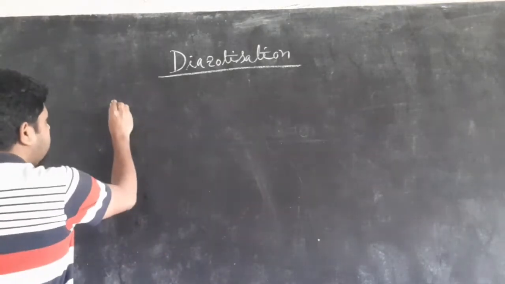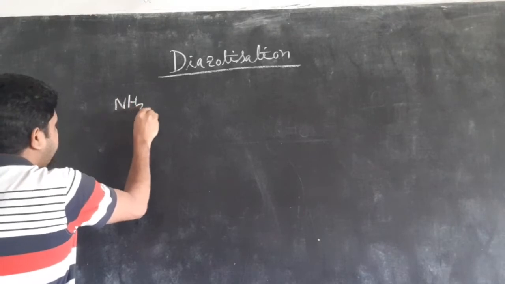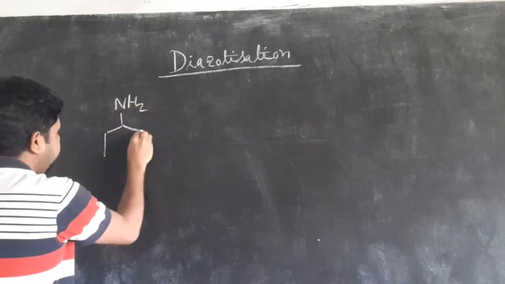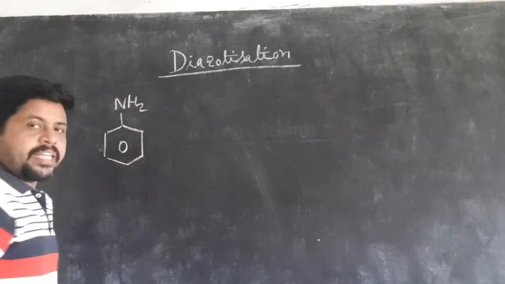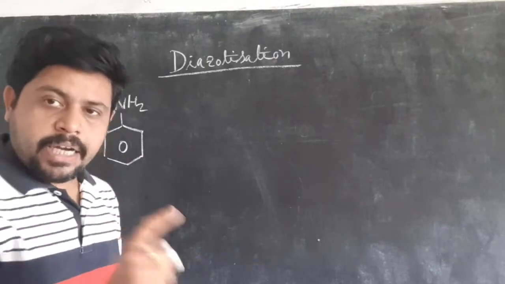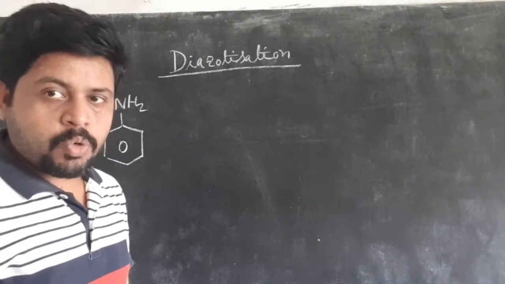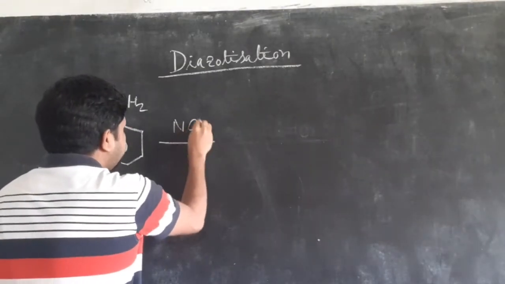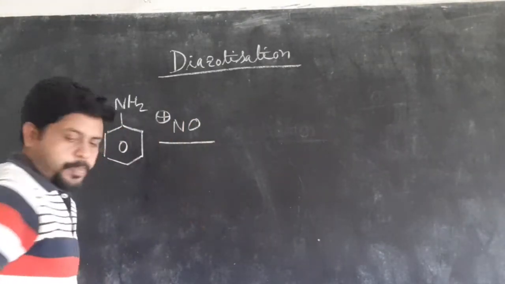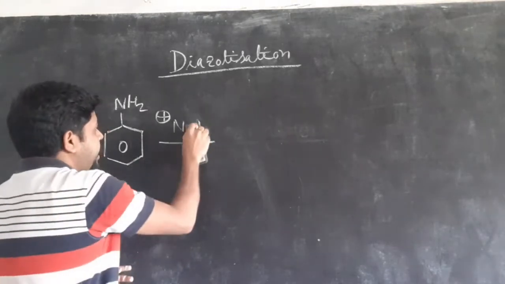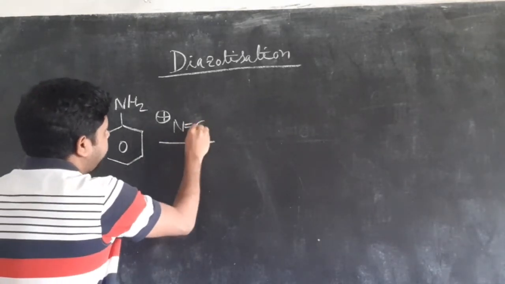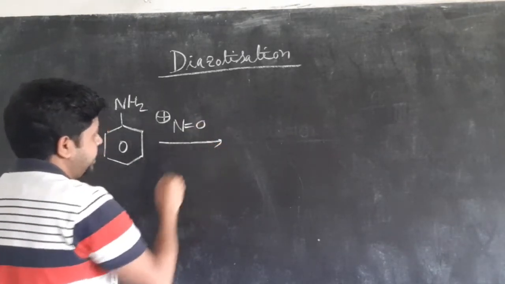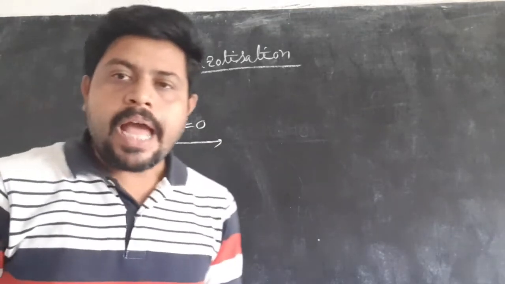So what will happen? We are taking this aniline, primary aromatic amine, NH2 attached with this benzene ring, and already in our hand NO+ is there. We have seen it. So this aniline is going to react with this NO+. Clear? We can write it in a better way: N double bond O and positive charge is there. So it is simply an electrophile.